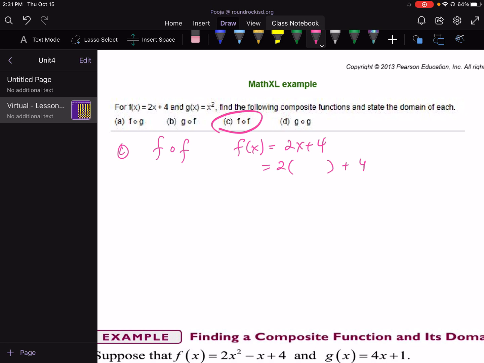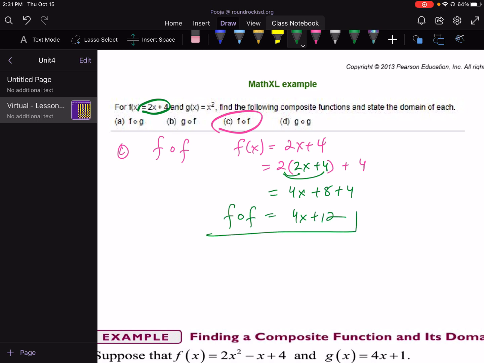And into f, I'm going to put f. And the f function is 2x plus 4. So it's like the function is eating up itself. From here, distribute. And 4x plus 12 is f fused into f itself.